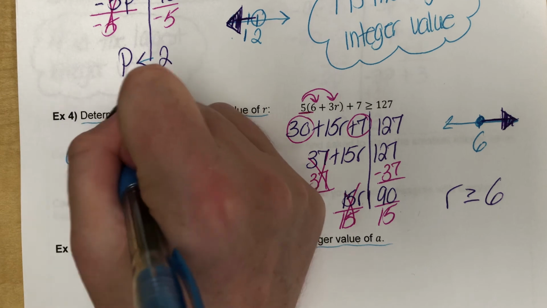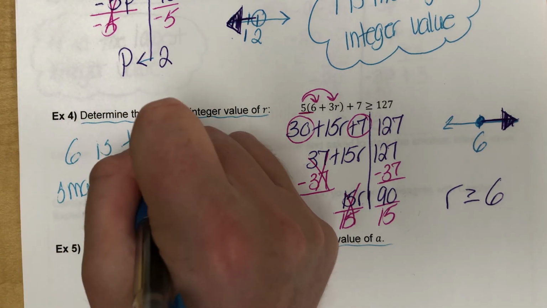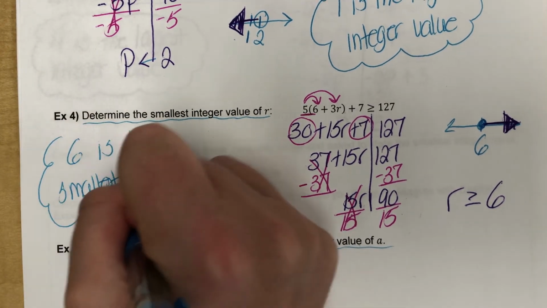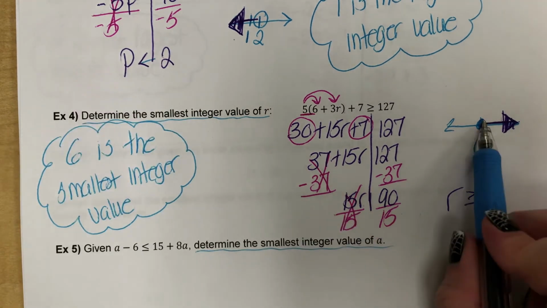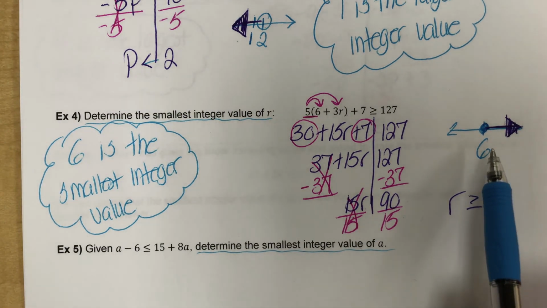6 is the smallest integer value. And again, that's because 6 can be a solution. It's included on the number line, so I don't have to look any further than the number 6.